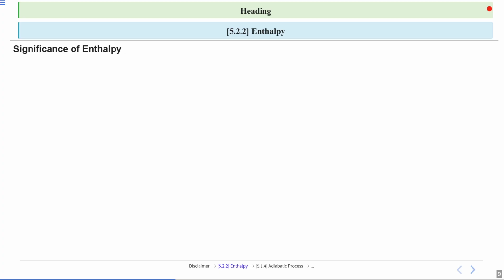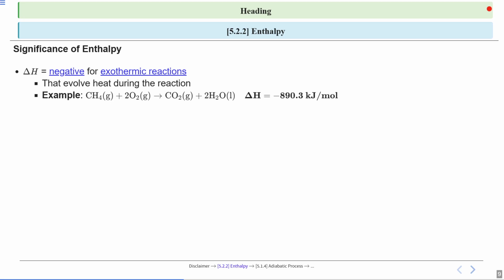Now, what is the significance of this enthalpy? Two important significances are there. First is, if your delta H is negative, then your reaction is exothermic. What is the meaning of exothermic? It means that heat is evolved or released during the reaction. We can take an example of it. Suppose in a combustion reaction of a hydrocarbon such as methane, it will give you some amount of heat. So we have represented that heat with a negative sign. Always for an exothermic reaction, you will take a negative sign along with the value. So here it is minus 890.3 kilojoule per mole.